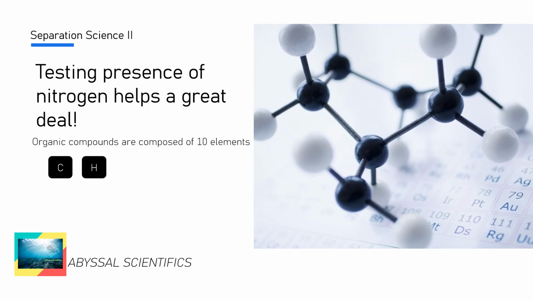Apart from carbon and hydrogen, other important atoms constituting the organic compounds are nitrogen, oxygen, sulfur, phosphorus, and the four halogen atoms: fluorine, bromine, chlorine, and iodine.